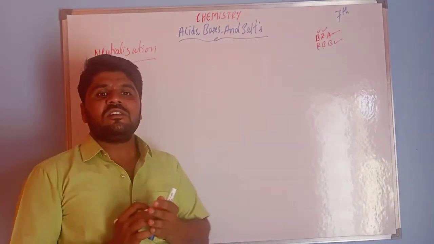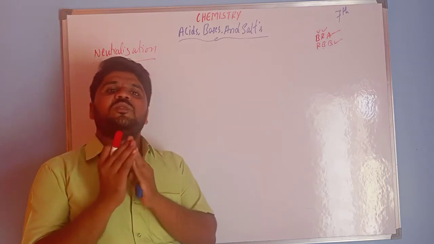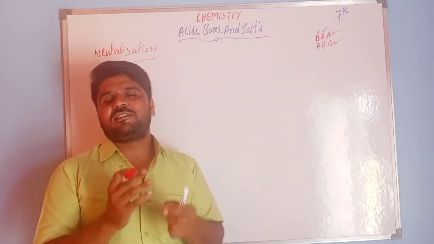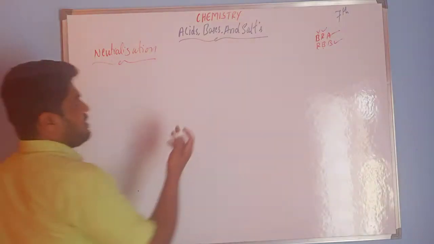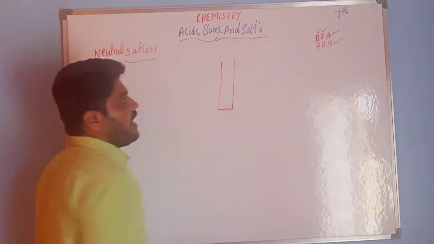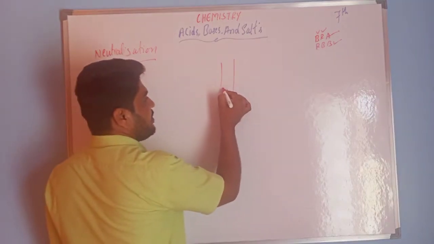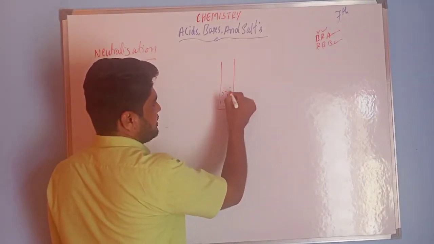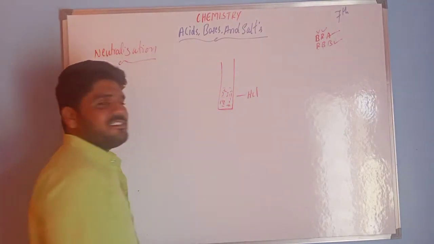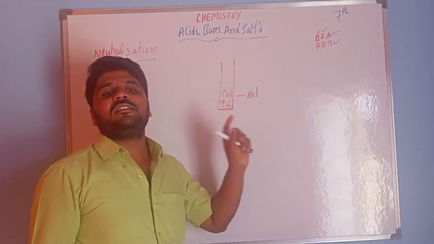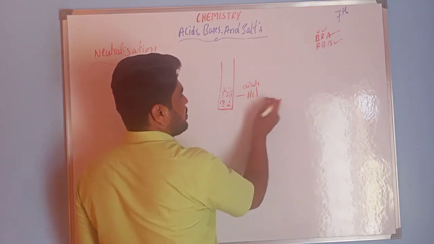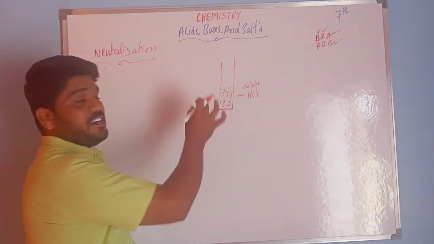Right. So in this class, I am going to conduct an activity, or one demonstration or experiment. For that, we need one test tube. So I am taking one test tube. So this is a test tube. In this test tube, I am going to add hydrochloric acid. So this is the hydrochloric acid, HCl, dilute hydrochloric acid.